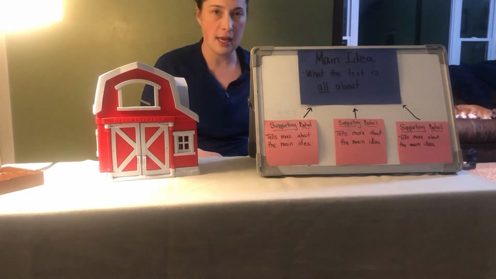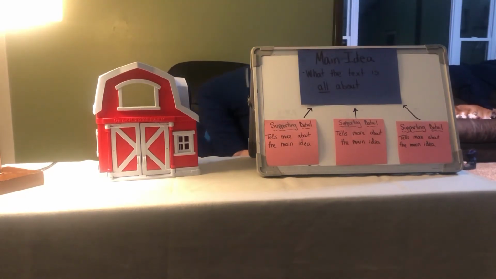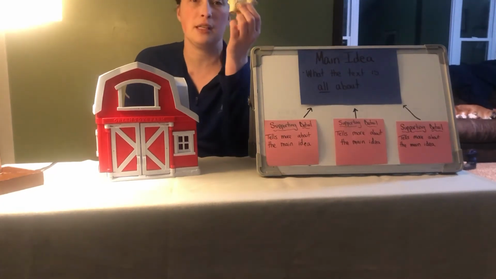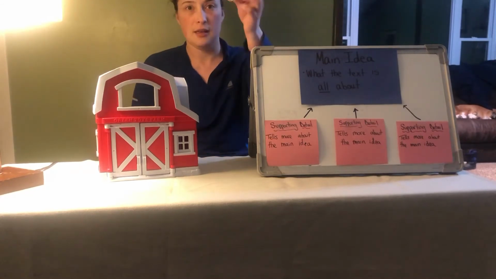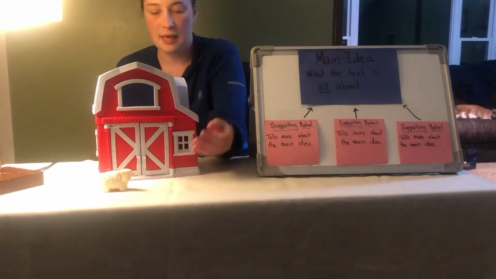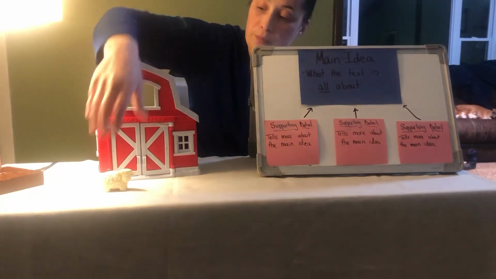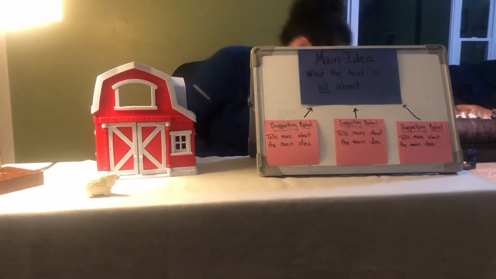So should I say a highlighter can be yellow? Or should I say sheep are white fluffy animals that live on a farm? Right? It seems pretty obvious. This detail goes with this main idea. So there are many types of animals that live on a farm. Sheep are white fluffy animals that live on a farm.